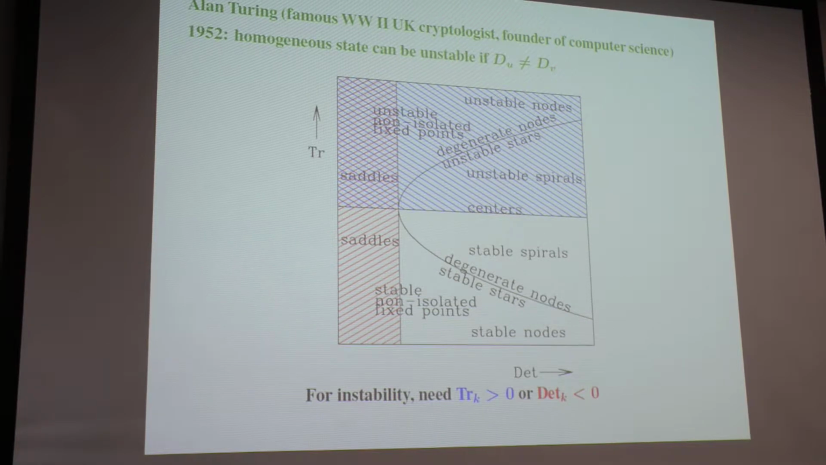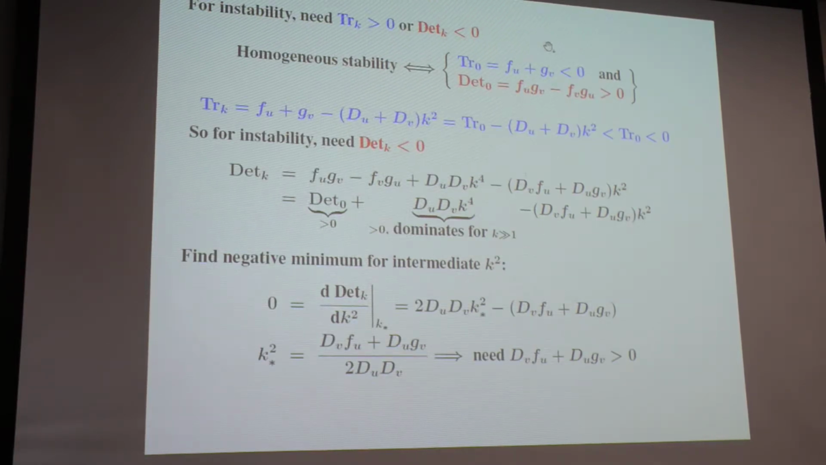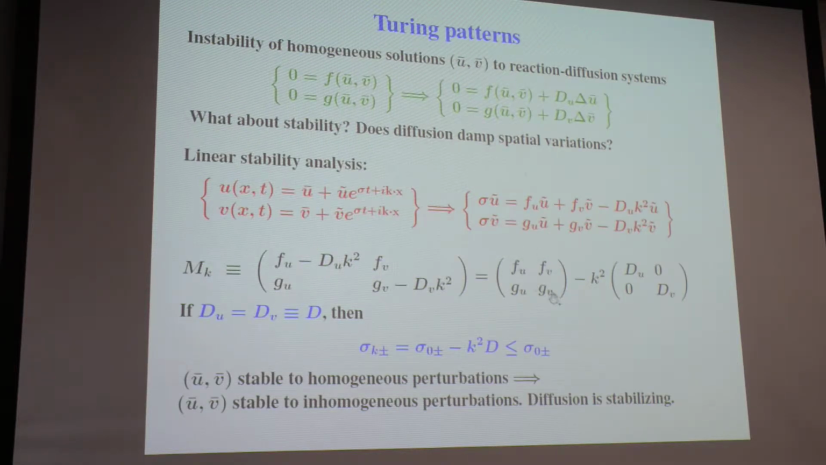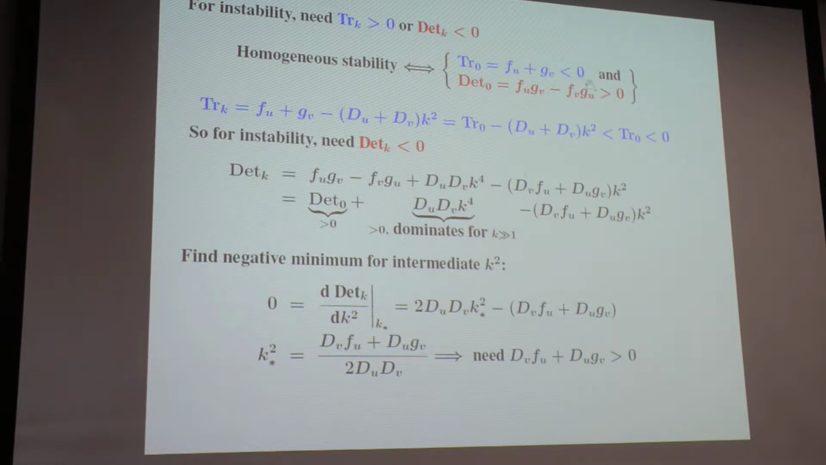And let's see how that works for the system of equations we just set up. Since this homogeneous solution is stable, then the trace is negative and the determinant is positive. Okay, and the trace, we're talking about the Jacobian, so we're talking about fu plus gv. So this has to be negative, and the determinant, well, you know, it's this times this minus this times that. So we already have this necessarily. And now what we want to see is, can we get one of those two conditions to be violated by putting in the diffusion?